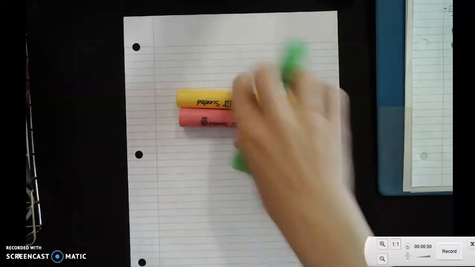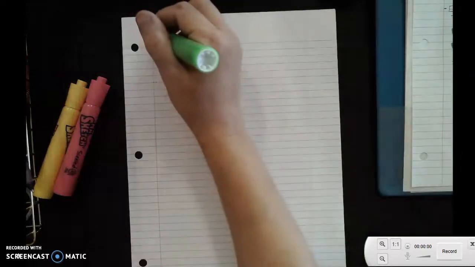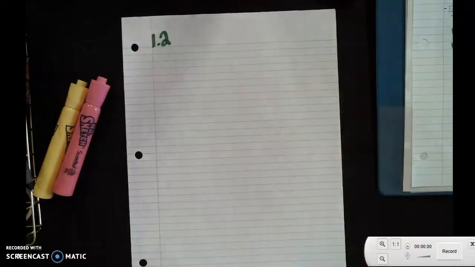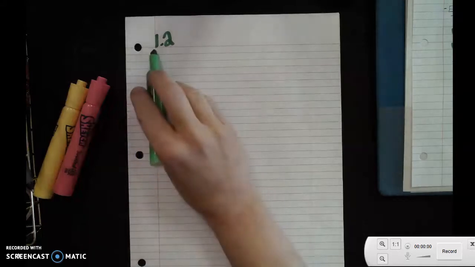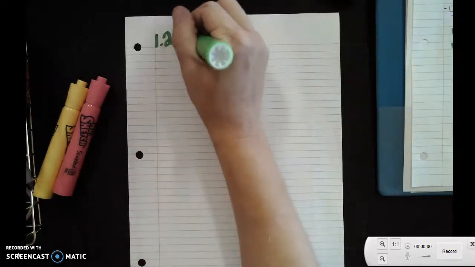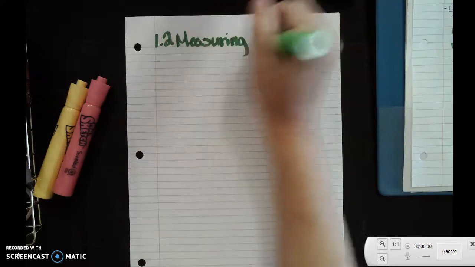So I'm going to start by grabbing one of the colors to make our heading. Again, if we have a heading that stands out, it's easier for us to find these notes to actually use as a resource. So first unit, second part, measuring motion. Our first part was describing motion.